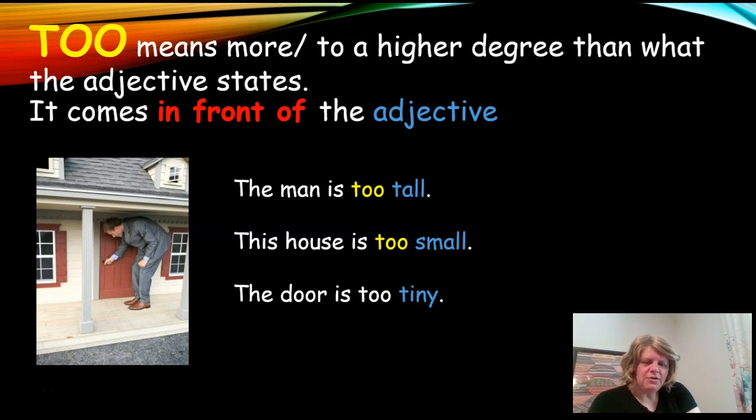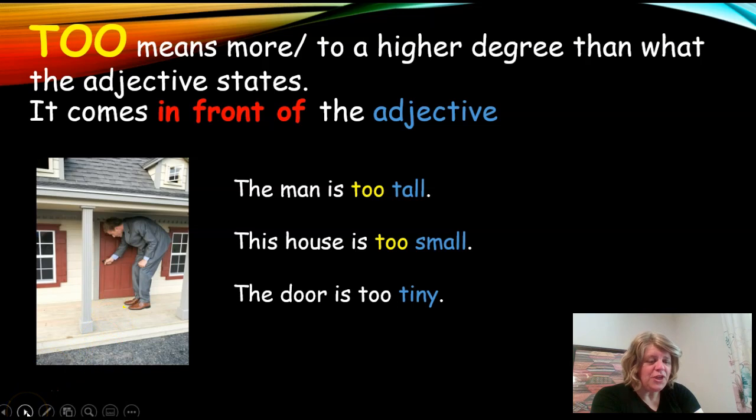Let's look at this picture here on the screen. The man is too tall. The house is too small. The door is too tiny. So when we create sentences using too plus adjective and we place it in the right position in the sentence, it doesn't mean that we have to end the sentence like this. We can add other things. For example, we can say, the man is too tall to enter this house. The house is too small for adults. The door is too tiny for big people. So this is one example of how we use too.